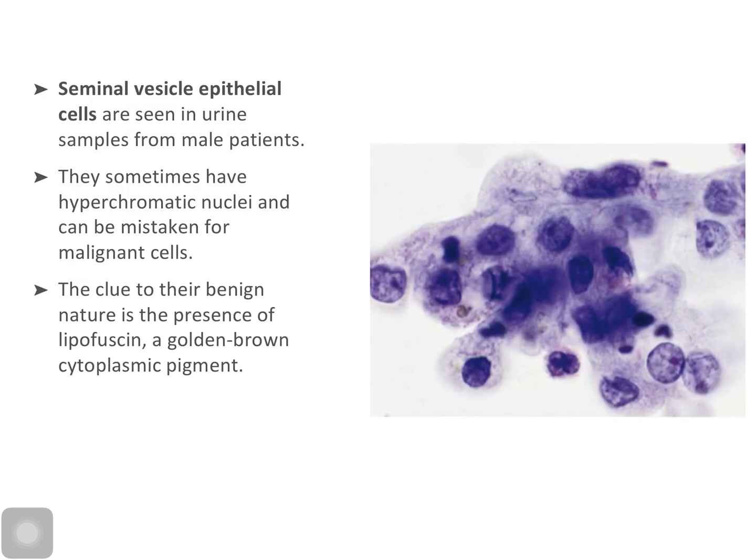Seminal vesicle epithelial cells are seen in urine samples obtained from male patients. They sometimes have hyperchromatic nuclei and can be mistaken for malignant cells. The clue to their benign nature is the presence of lipofuscin, a golden brown cytoplasmic pigment.